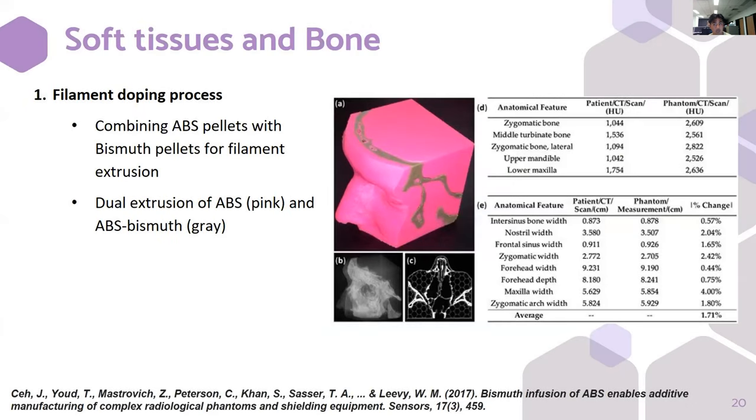Another alternative method is to create your own filament. This is via mixing ABS pellets with high-dense bismuth pellets. These are then extruded as filament for 3D printing. They also use dual extrusion printing of the ABS and the developed ABS bismuth filament to fabricate the head phantom.